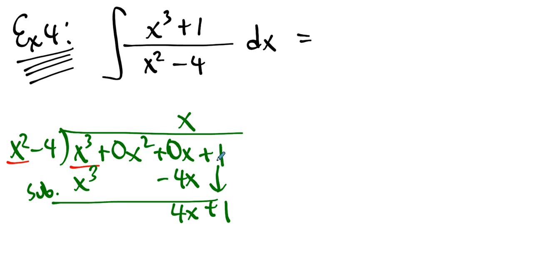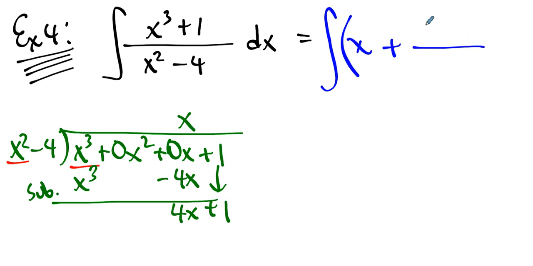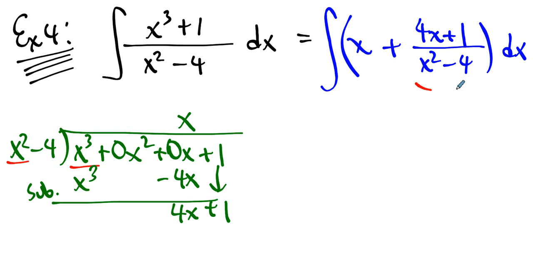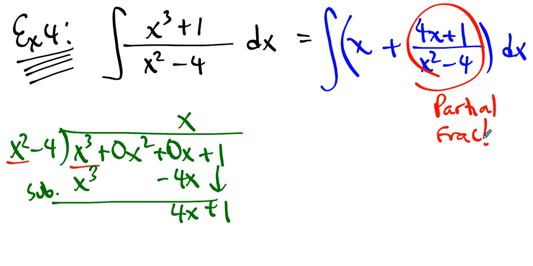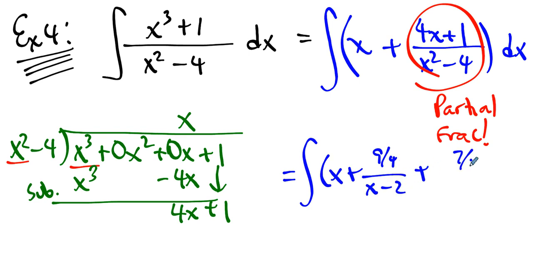And we turn this into the weirdest mixed number we've ever seen. This is the integral of x plus the fraction remainder over divisor. And then this is a partial fractions problem. X minus 2 and x plus 2 are the factors. We run through the process we have from before, and we find out that this is 9/4 over x minus 2 plus 7/4 over x plus 2.